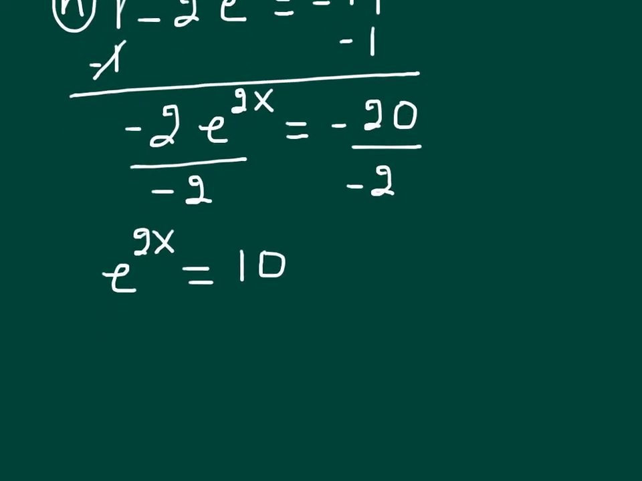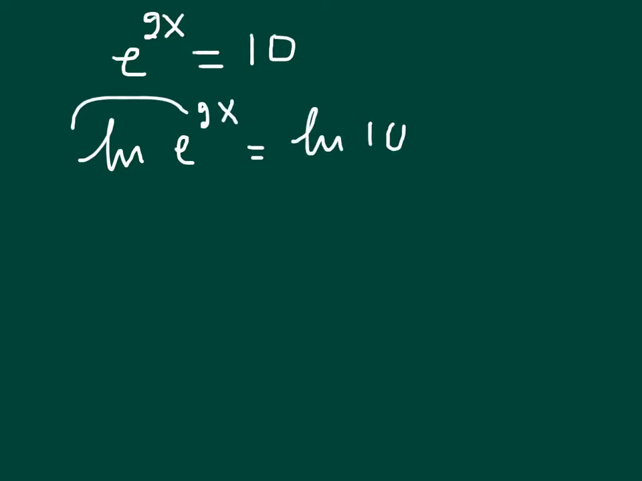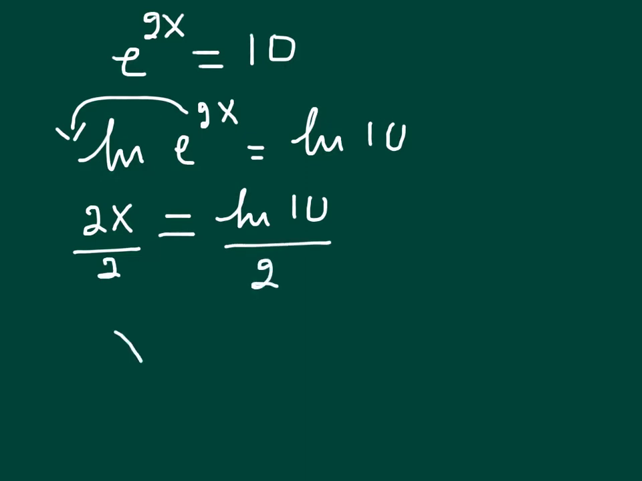Now we're going to go ahead and ln both sides. ln e to the 2x is equal to ln 10. Take the 2x and toss it in the front. You'll get 2x ln e, which is 1, equal to ln 10. Dividing by 2, and go to your calculator and round to 4 decimal places. x is equal to 1.1513.